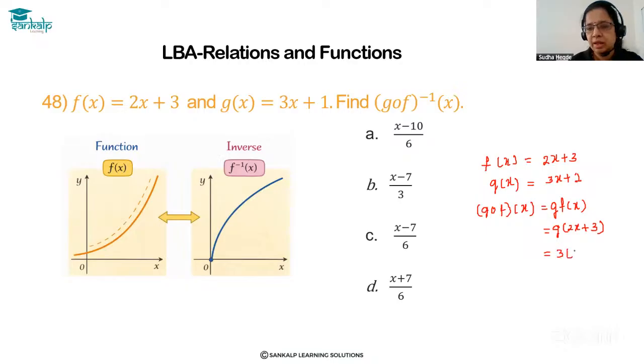Okay. So 3 into 2x plus 3 plus 1. It is 3 into 2, 6x, 3 into 3, 9 plus 1. So it is 6x plus 10. Okay, so you got G composition f of x is equal to 6x plus 10.